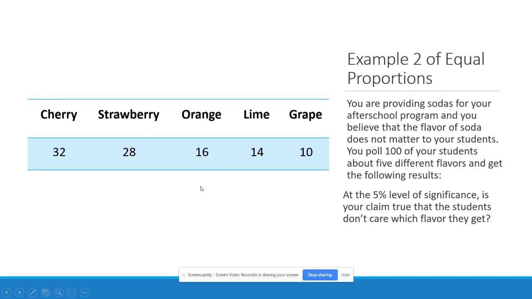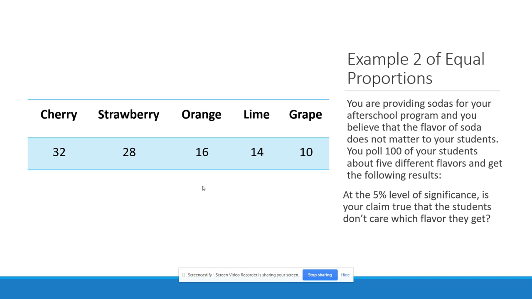So let's do another example of equal proportions for chi-squared goodness of fit. You're providing sodas for your after-school program, and you believe that the flavor of soda doesn't matter to your students. You poll 100 students about the 5 different flavors, and you get the following results. At the 5% level of significance, is your claim true that the students don't care what flavor they get?